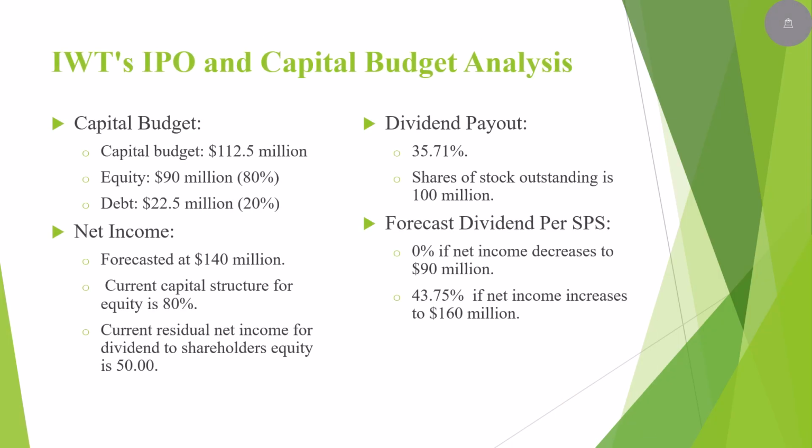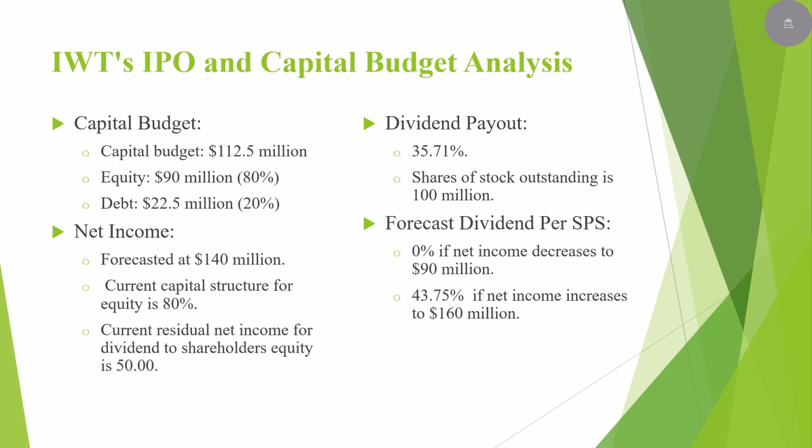The IWT capital budget for the upcoming year is set at 112.5 million with an 80% equity and 20% debt structure. The expected net income is 140 million, leading to a dividend payout ratio of 35.71% and a forecasted dividend per share, called DPS, of 50 cents per share.